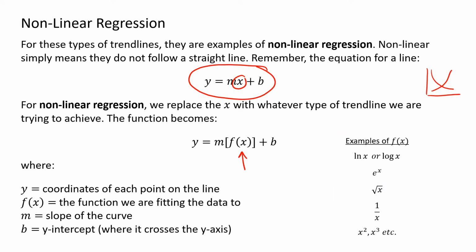Okay? Everything else remains the same. M is still the slope. B is still the y-intercept. M increases or decreases. We still call it a slope, but m affects how quickly the exponential function grows or how quickly it declines, in the example of, let's say, 1 over x, a function that decreases as x increases.